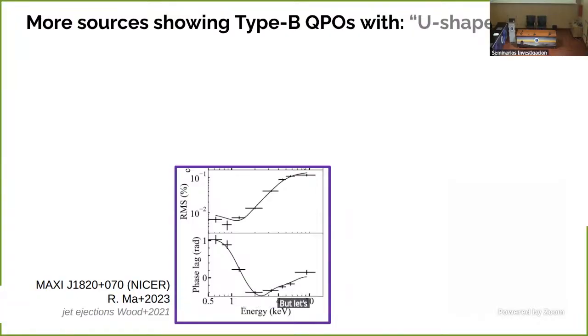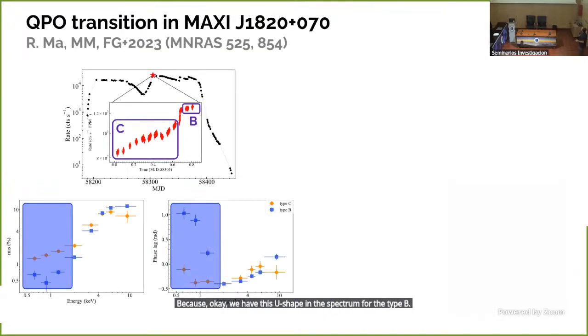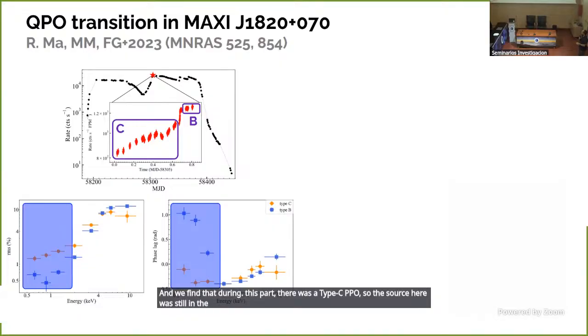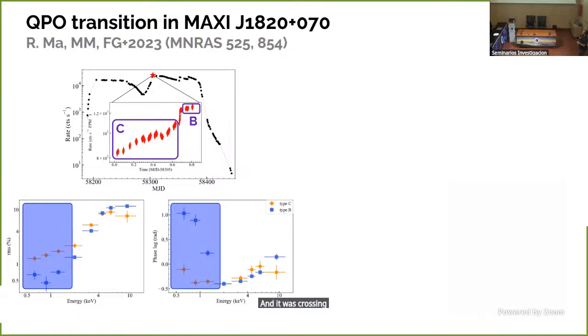But let's focus on the type B QPO of 1820, because okay, we have this U-shaped spectrum for the type B, but if you go to the observation in which this type B QPO was detected, one can go a little bit below, so half a day before, sorry, and we find that during this part there was a type C QPO. So the source here was still in the hard intermediate state, and it was crossing the transition to the soft intermediate state, showing the type B QPO.